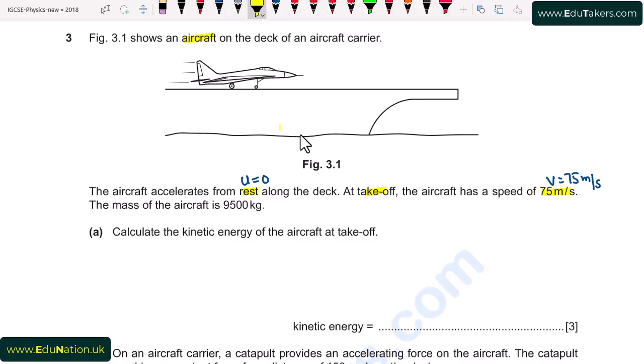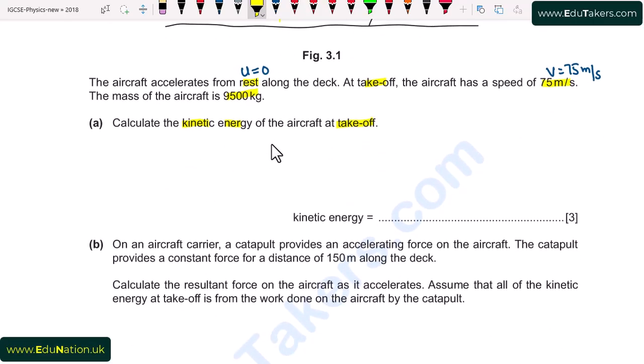The mass of the aircraft is 9500 kg. Part A. Calculate the kinetic energy of the aircraft at takeoff. So here we have to find out the value of kinetic energy of the aircraft at takeoff. We know that kinetic energy is equal to half mv squared.